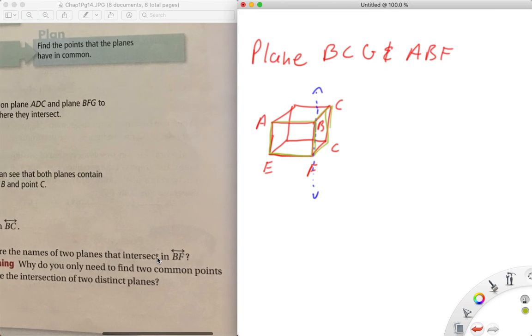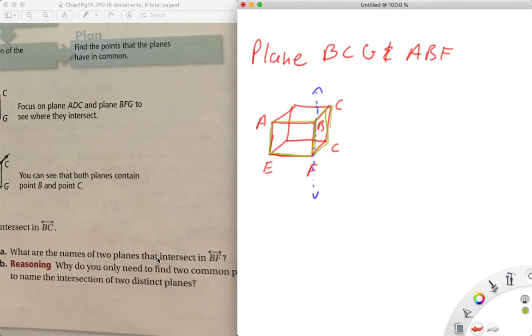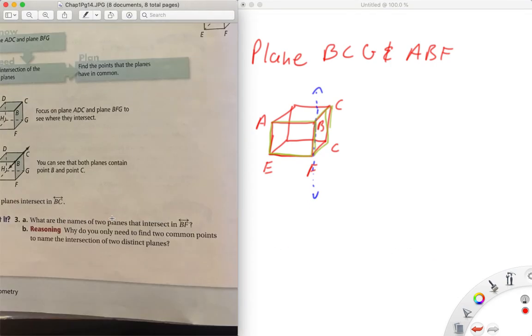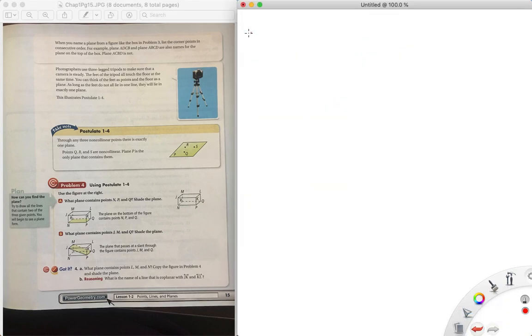Why do you only need to find two common points to name the intersection of two distinct planes? The reason you only need to find two common points is because exactly 2 points fit within a line. So all you need is 2 points. So that's a postulate rule. Okay, postulate rule. Alright. So many definitions. Alright, postulate 1.4 says that through any three non-collinear points there is exactly one plane.